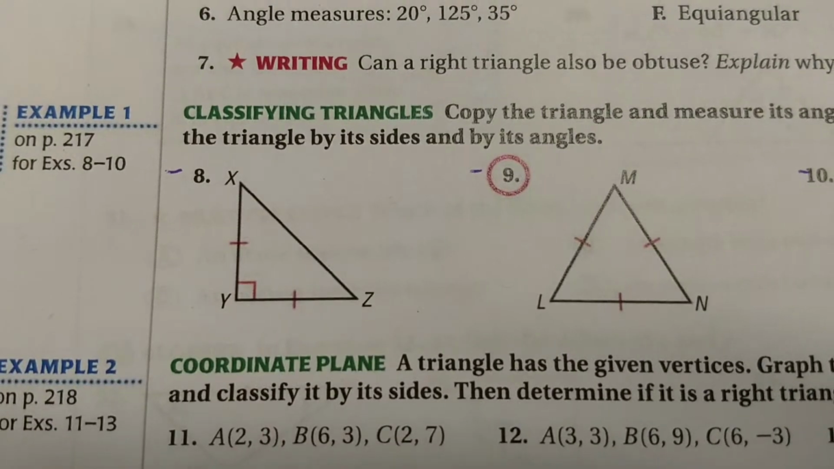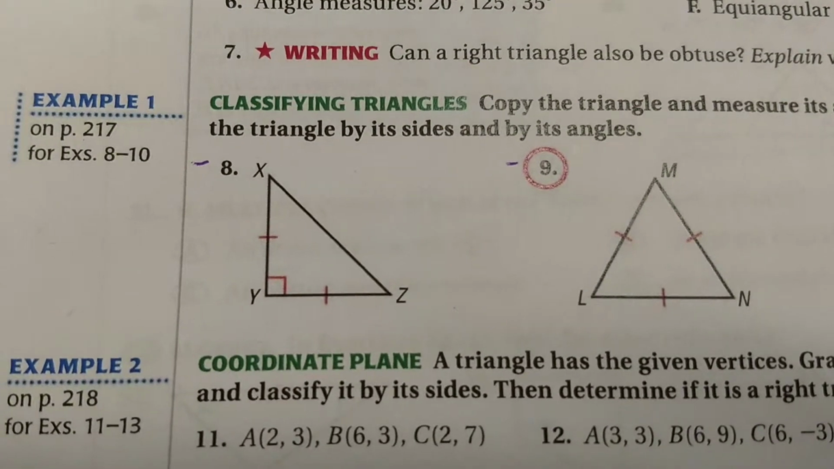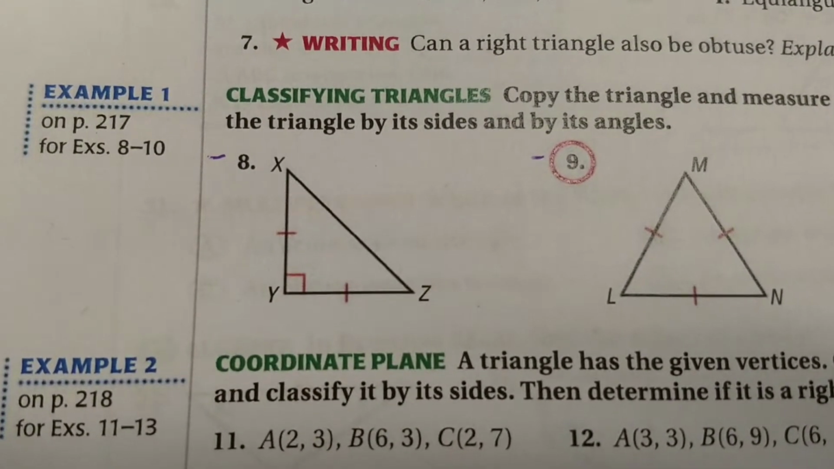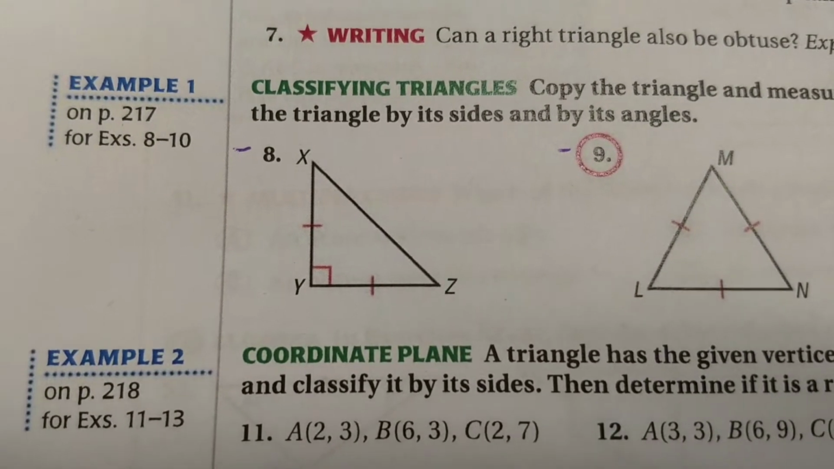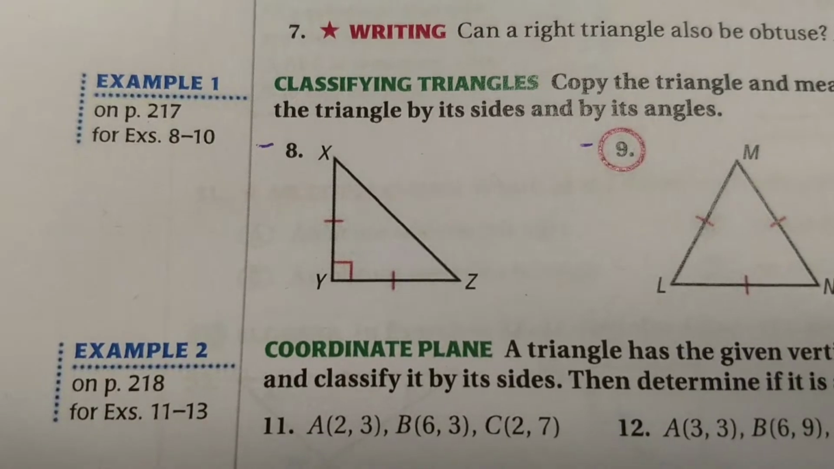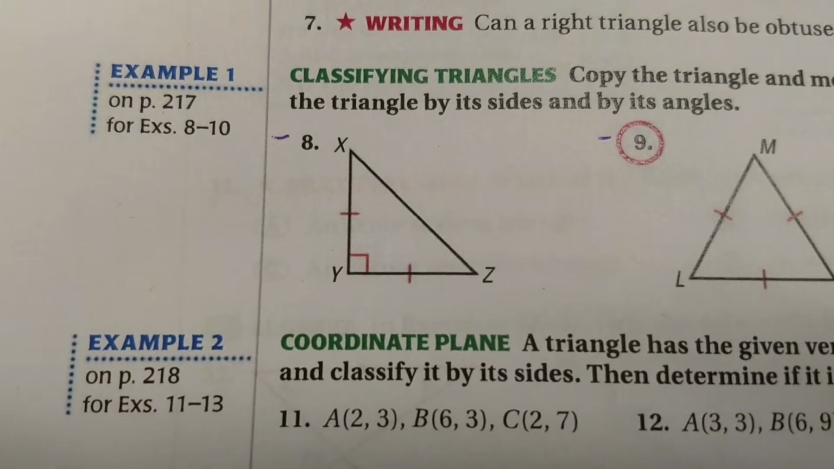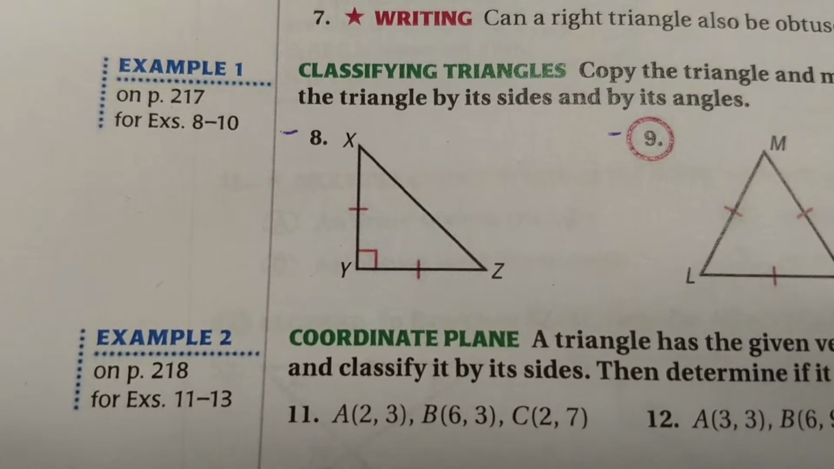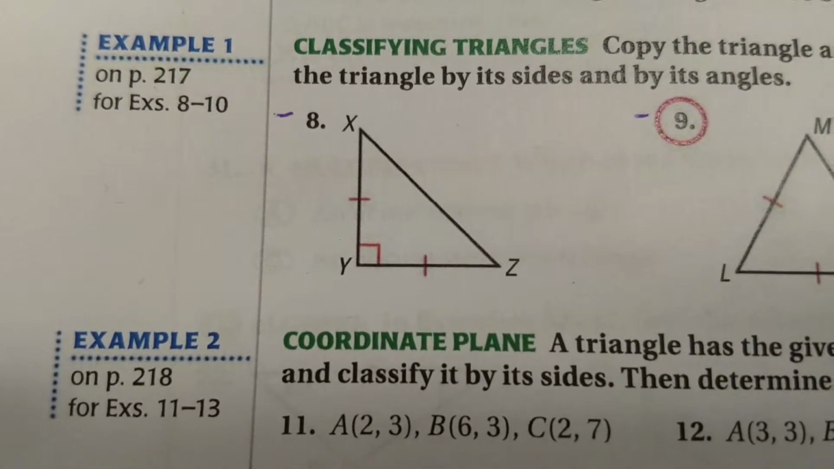Couple examples of classifying triangles. In number 8, if we're going to classify a triangle by its sides, we're talking about either a scalene, isosceles, or equilateral. And then if we classify it by its angle, we're talking about an acute, or right, or obtuse, or equiangular. Okay, so let's talk about the sides first of all.